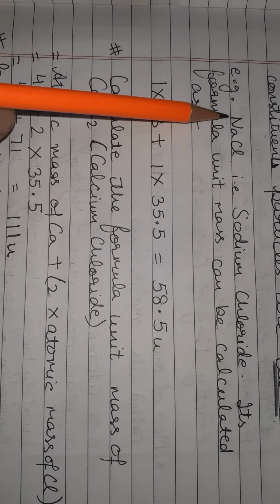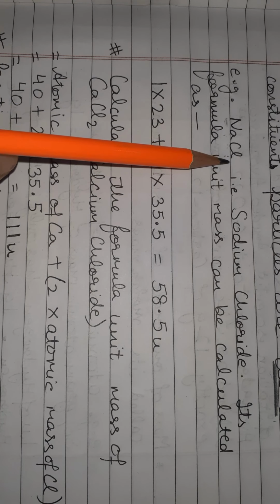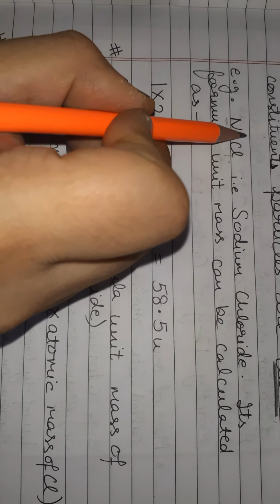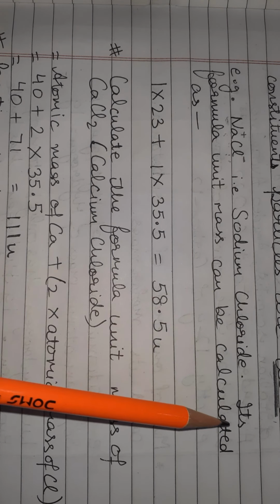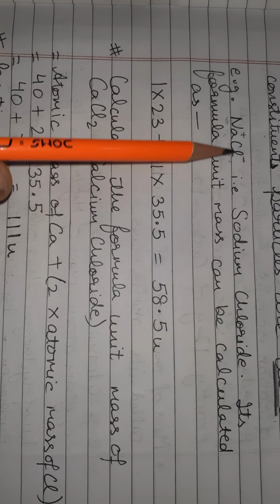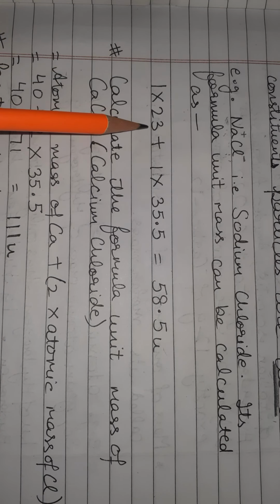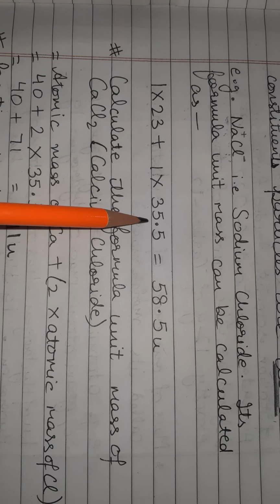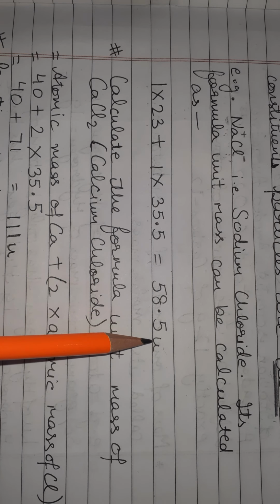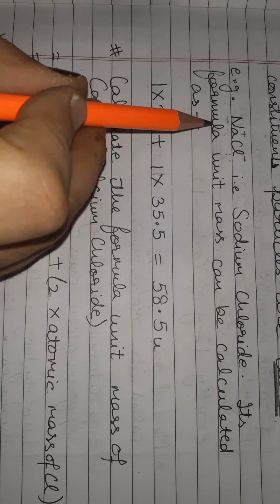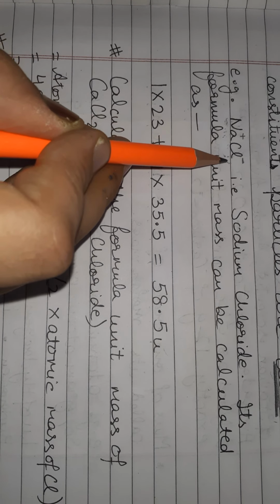Now see, sodium chloride, NaCl. Na is sodium and Cl is chloride. In this, sodium is having positive ion and chloride is having negative ion. Now this is a compound having ions. Its formula unit mass can be calculated as 1 multiplied by 23 plus 1 multiplied by 35.5, which is equal to 58.5 u. This means in this sodium chloride there is one atom of sodium and one atom of chlorine.